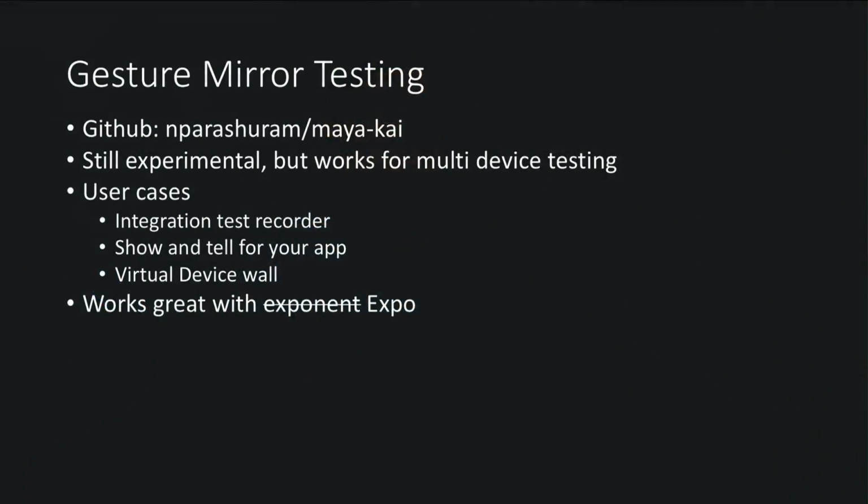And finally, the gesture mirroring stuff. That project is available on GitHub. It's called Mayakai. Mayakai in Tamil literally means magic hand, and that's what this does. It's also still experimental, but it seems to work great for multi-device testing. Some of the use cases I've seen is, of course, a test recorder. So combine Mayakai with something like Jest, and you get snapshot testing on your real devices. So it's a good way to write integration tests.